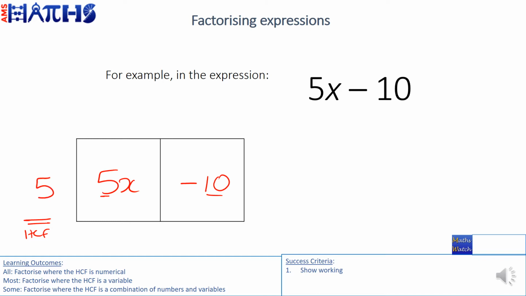Since we need to multiply some terms to get what's inside the box, we just need to find out what will go inside the boxes here. So 5 times x will give us 5x, and 5 times minus 2 will give us a minus 10. So when we factorize, our answer is going to be our highest common factor 5, bracket, x minus 2.